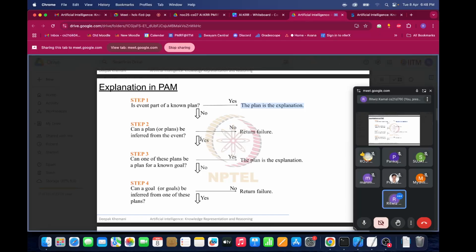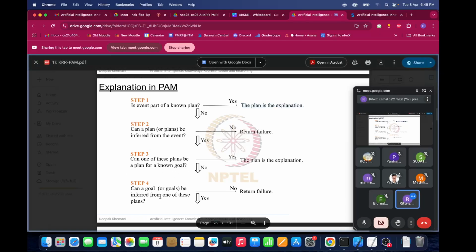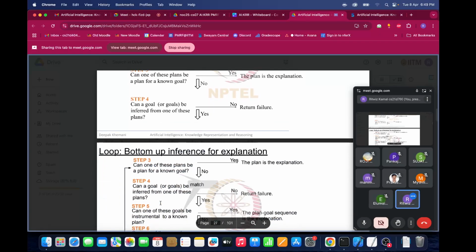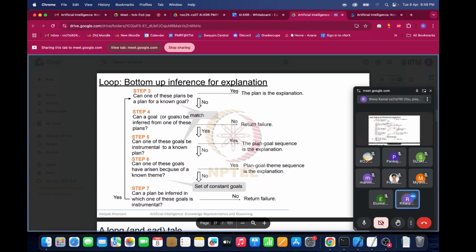If we can infer, we look at each of these individually and check whether these plans can be the actual plans to be executed for one of the known goals. If yes, then again this is the explanation and we add it to our representation. If not, we go to step 4 and check whether any of the goals can be inferred from these plans. And similarly, we keep proceeding in an iterative fashion.